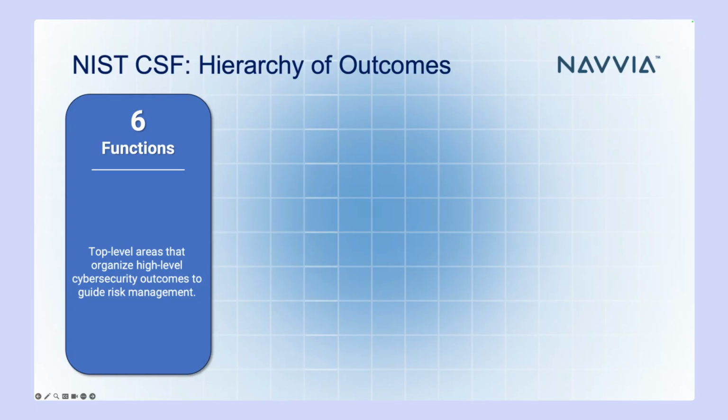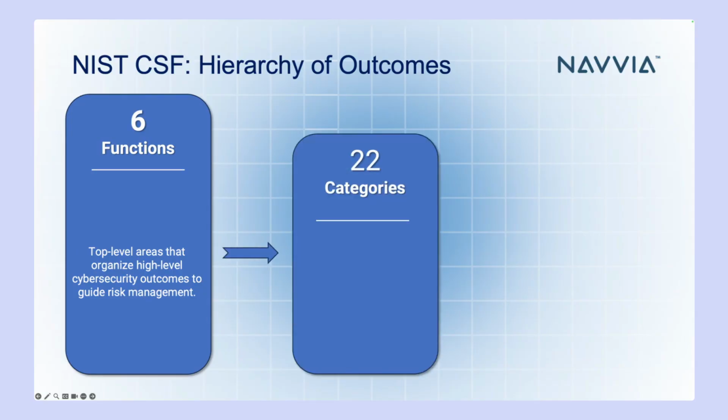As you'll see the six functions in a moment, you'll also see that they're aligned to different parts of your organization. So it's easy to say who's responsible for the high-level functions of the NIST. So we've got the functions, which are the high-level categories of outcomes. That's broken down into 22 categories across the 6 functions. Those are groups of related outcomes within each function.